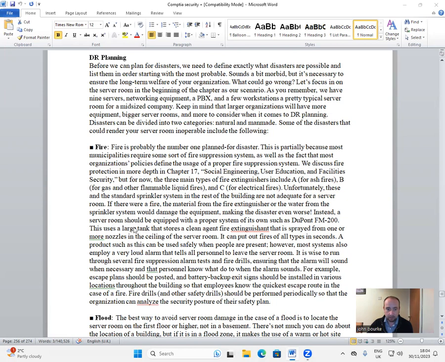Instead, a server room should be equipped with a proper system of its own, such as DuPont FM200. This uses a larger tank that stores a clean agent fire extinguisher that is sprayed from 1 or more nozzles in the ceiling of the server room. It can put out fires of all types in seconds. A product such as this can be used safely when people are present. However, most systems also employ a very loud alarm that tells all personnel to leave the server room.